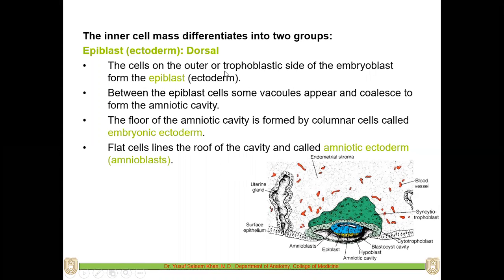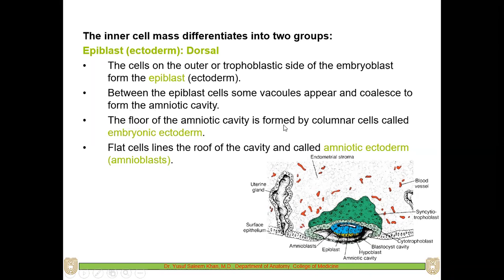The cells of the outer or the trophoblastic side of the embryonic blast form the epiblast. Now these are called epiblastic layers, or the ectoderm. Between the epiblast cells, some vacuoles appear and coalesce to form the amniotic cavity. If you see here, just above that there is a small cavity formed, which will be initially multiple small cavities. Now they all join to form a small cavity called the amniotic cavity. Very important cavity formed here, the amniotic cavity.